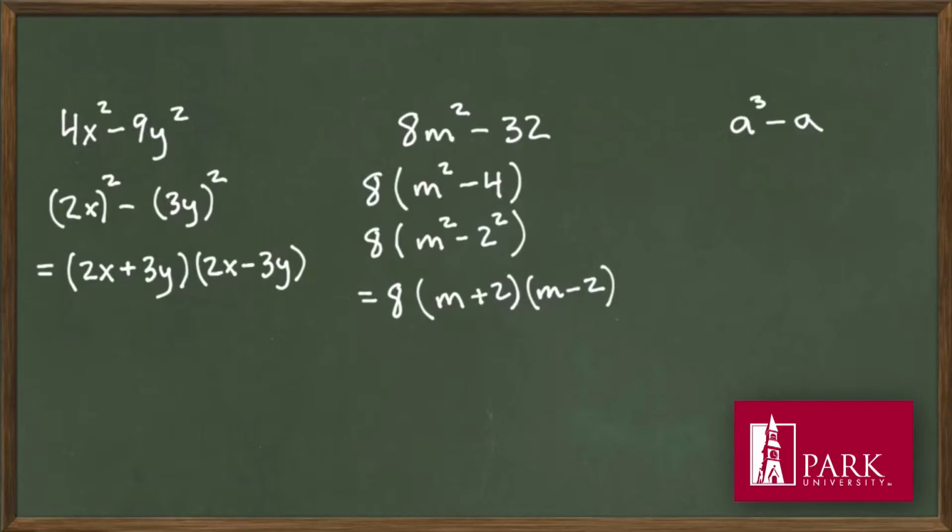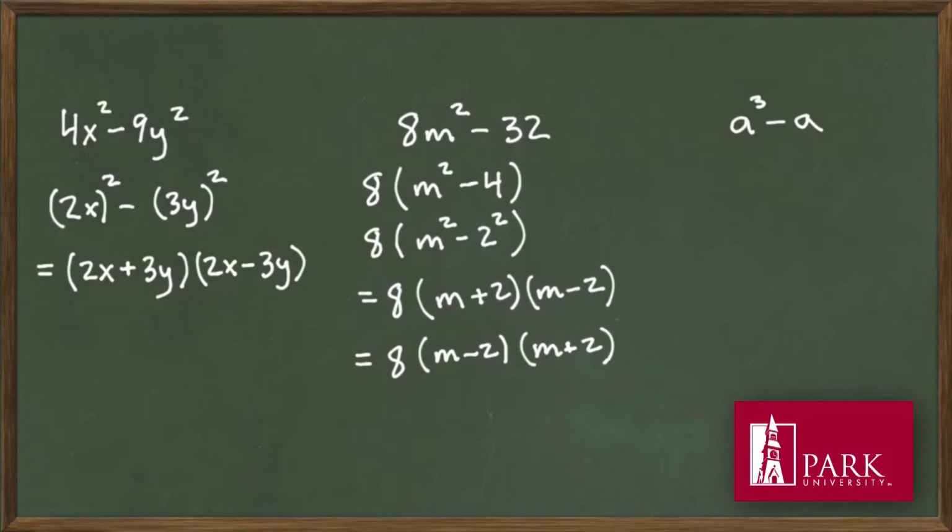And it should be important to point out that since multiplication is commutative, these factors can be written in any way that you'd like. For example, this is equivalent to 8 times the quantity m minus 2 times the quantity m plus 2.